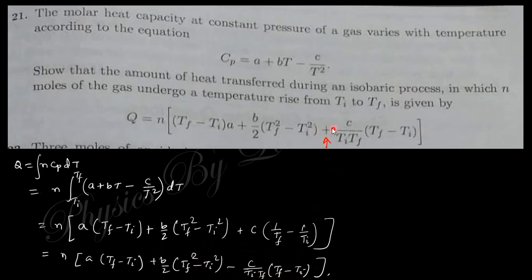There is a mistake in this, there will be minus here, otherwise this is plus. If this is minus, this is plus. If this is plus, this is minus. Clear? Next one. Sorry, this is minus, then this is minus. If this is plus, this is plus.